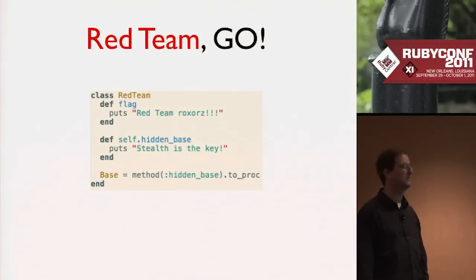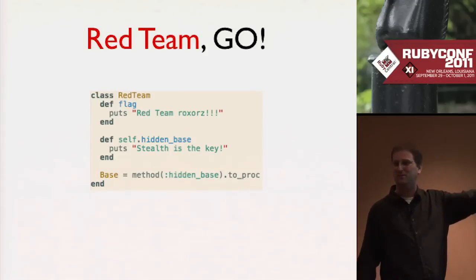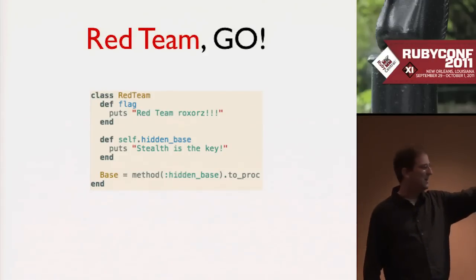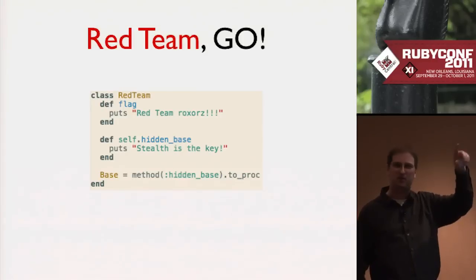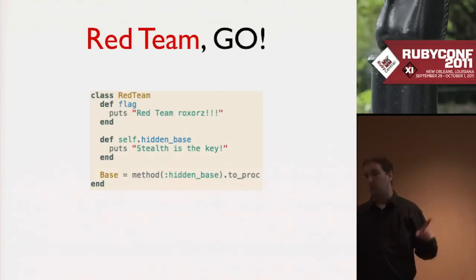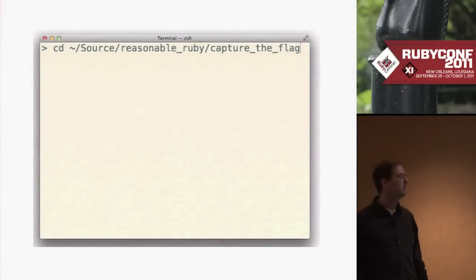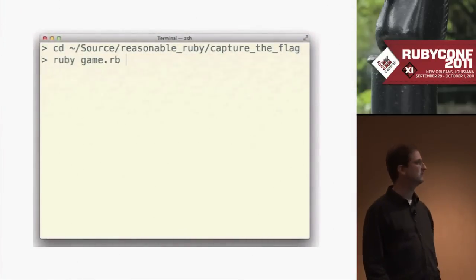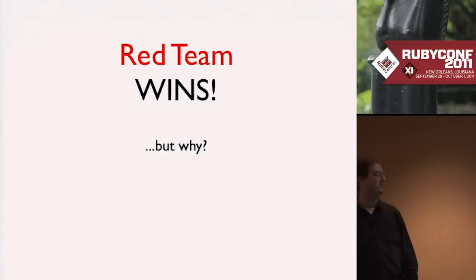Red team, you're up. Red team is a little sly about this. Red team is going to create a class-level method called hidden base. Then it's going to use the method method to get a handle on that method. Keeping up here? Get a method and then call to proc, right? This is just method to proc. If you've ever done a map or an each and done the ampersand colon, you've used method to proc. Okay, so we're just writing it out here, just method to proc. And when you do that, base is still an instance of the class proc, right? But what happens when we play the game? Red team wins.